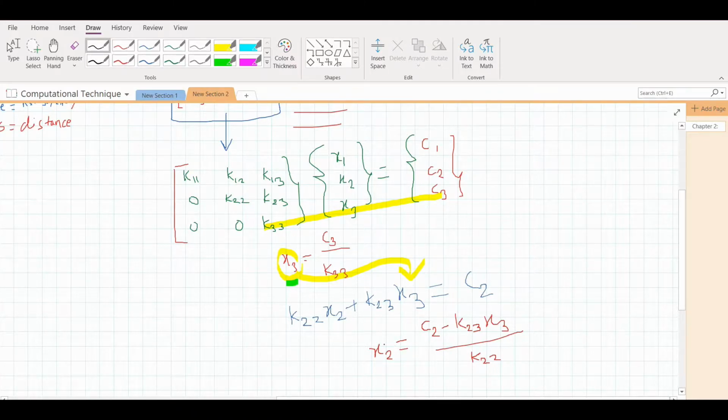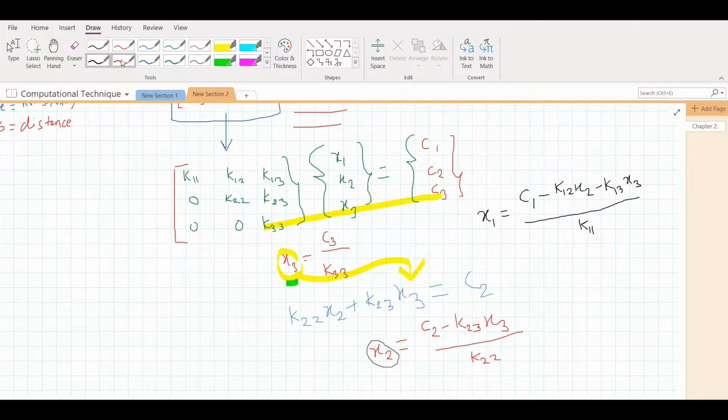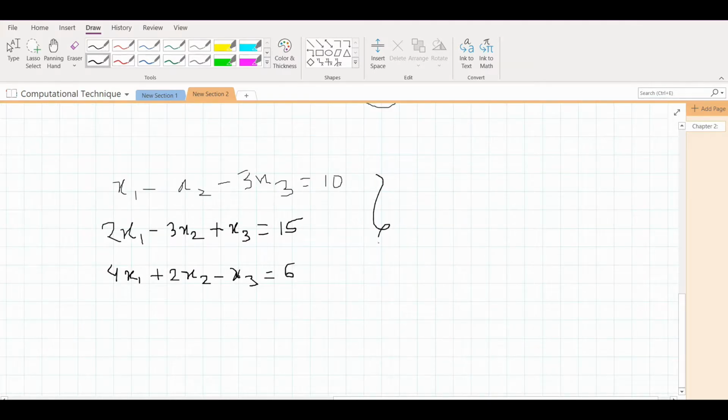once you know x2, you can solve for your x1. So your x1 will be something like, now you have solved your problem here. You can get your x1, x2 and x3. So this is one of the methods. Let's look at an example of this one. Let's say we have this equation and we have to solve it using Gaussian elimination method.